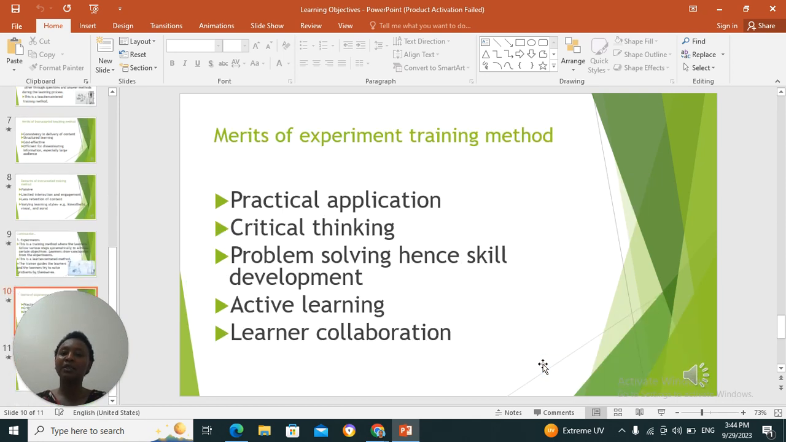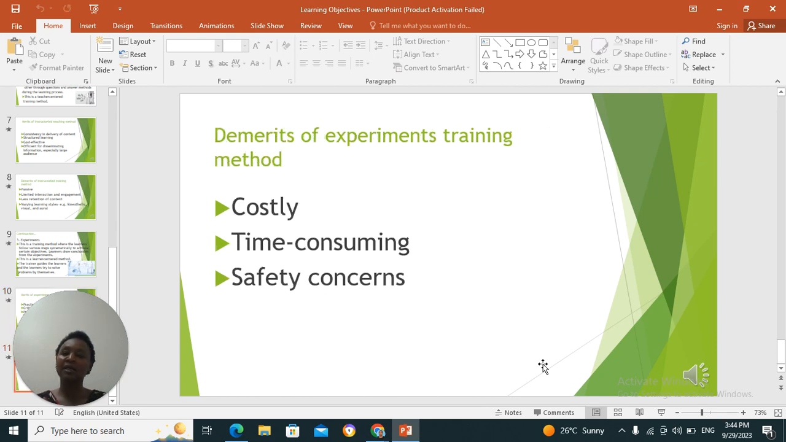Now, some of the advantages of experimenting training is that there's practical application. It also boosts critical thinking and problem solving, hence skill development. There's active learning and learner collaboration because learners are doing all these things together. Now, some of the demerits is that it can be very costly. Buying these apparatus for experiments can be very costly. It can also be very time consuming, especially if the learners are many.